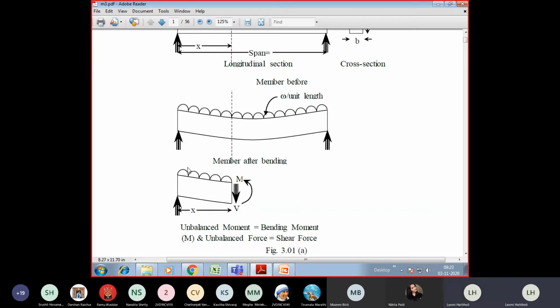Now that means every section, if you say that the beam is in equilibrium, any part of the beam should be in equilibrium. It's not only that the entire beam should be in equilibrium. When you take a single part of the beam, even that should be in equilibrium always, right? Then only you can take it in a design aspect, right?